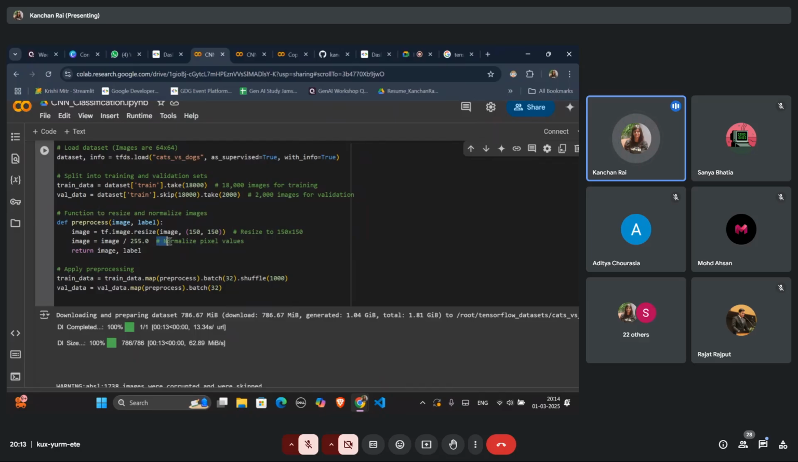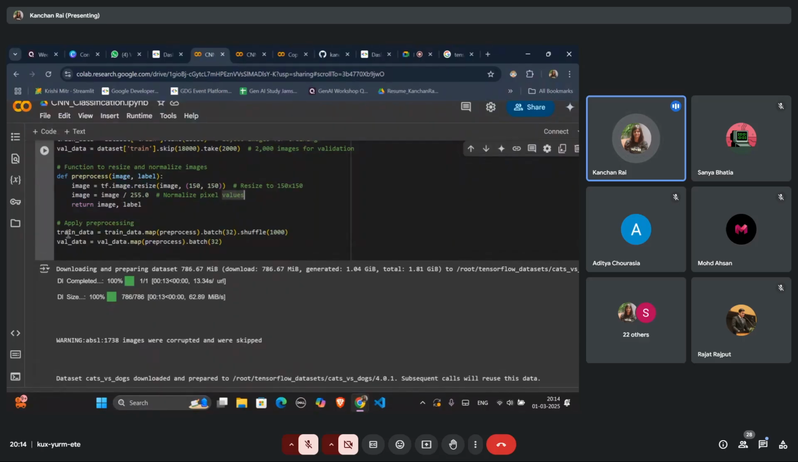ठीक है. Then you normalize the pixel values. 255 से divide कर रहे हैं. It is for simplifying your model only. ठीक है, ये हो जाएगा. उसके बाद you would map.